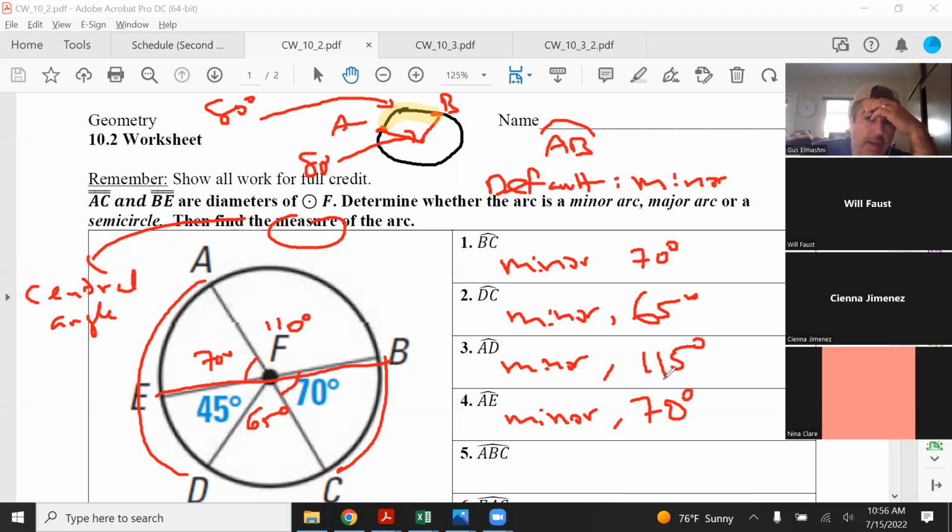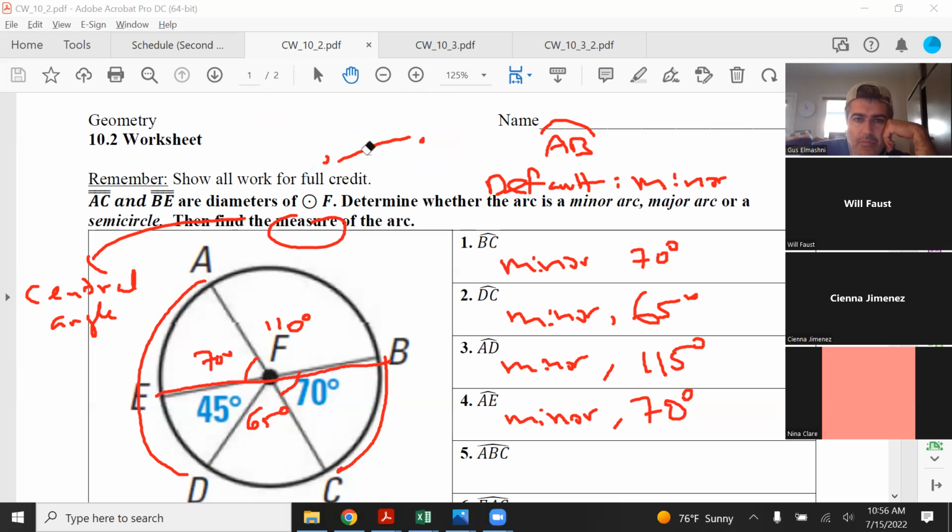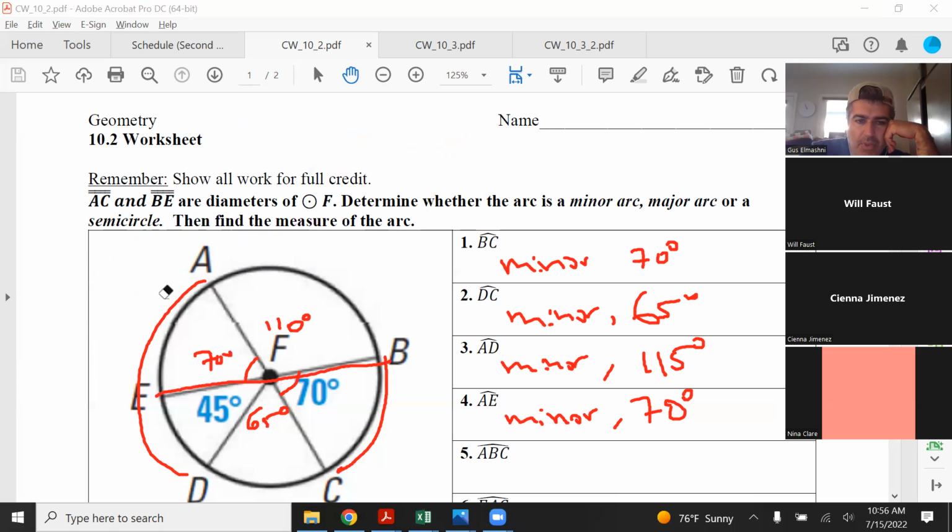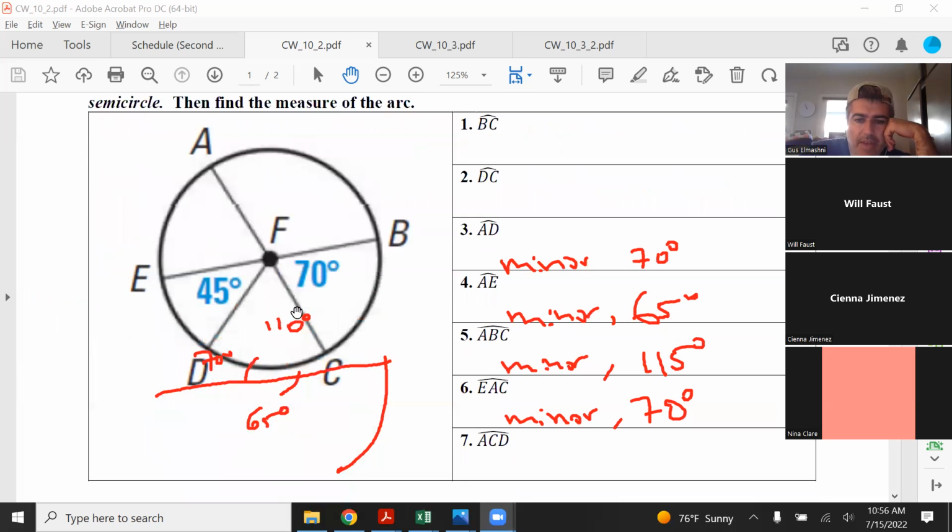And again, if you see two letters, you assume you're doing minor, so you want to get to the other point as quickly as possible. So those are 1, 2, 3, 4. And to find the measure, you just simply look for the central angle. Now, let's look at 5, 6, 7.